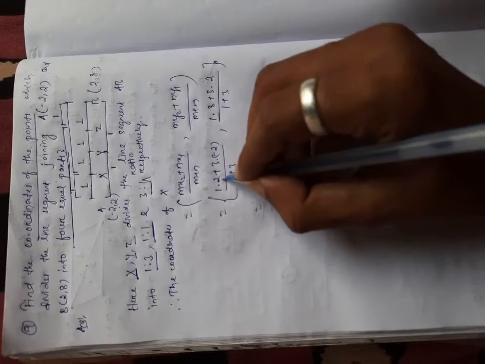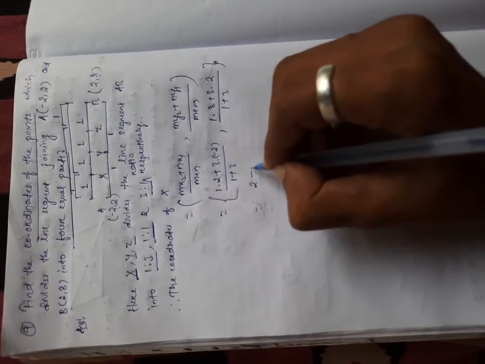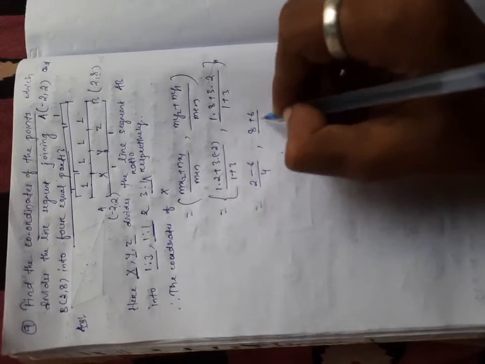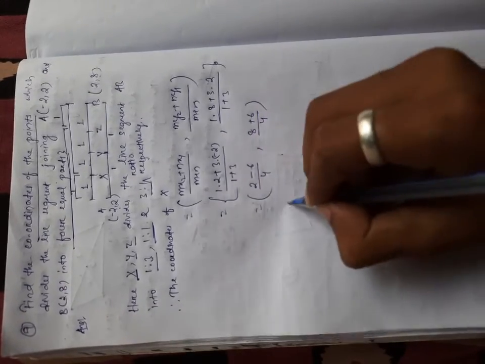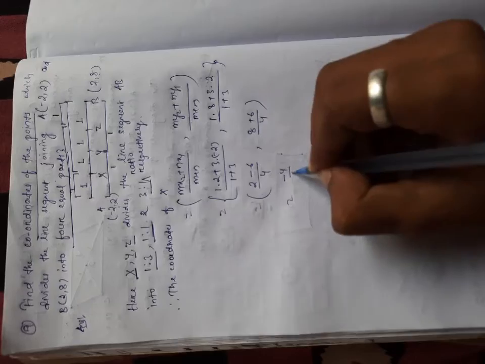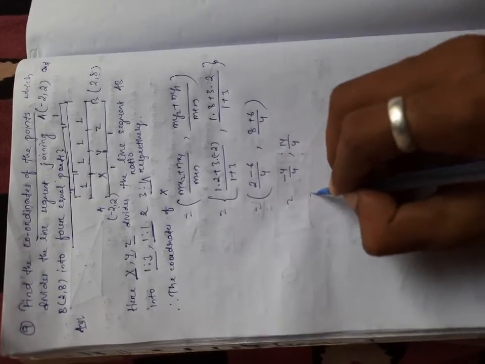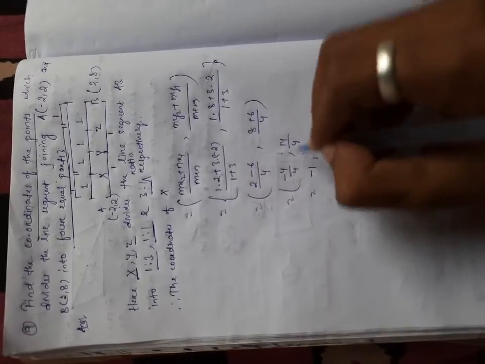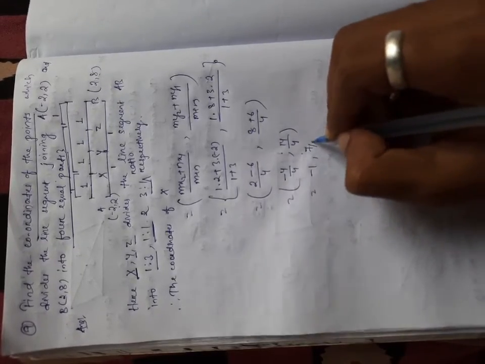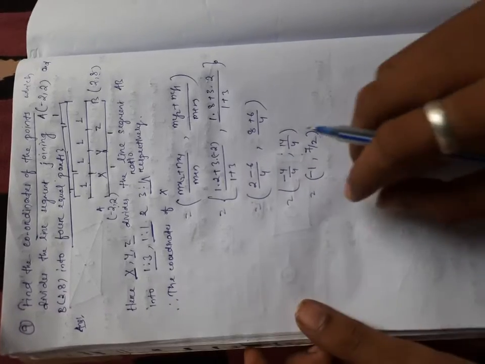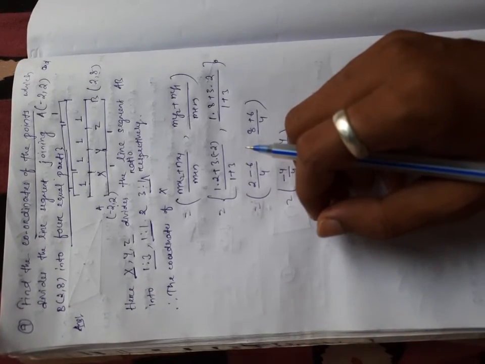So this will be (2 minus 6) divided by 4, comma, (8 plus 6) divided by 4. Okay, so this is -4 by 4, this is 14 by 4. So this will be -1 and this will be 7 by 2. So the coordinates of x will be (-1, 7/2), right?